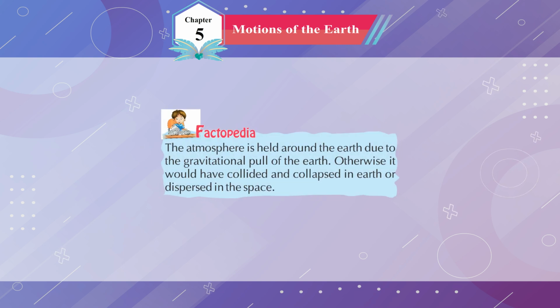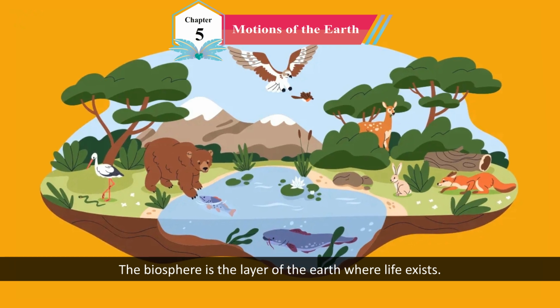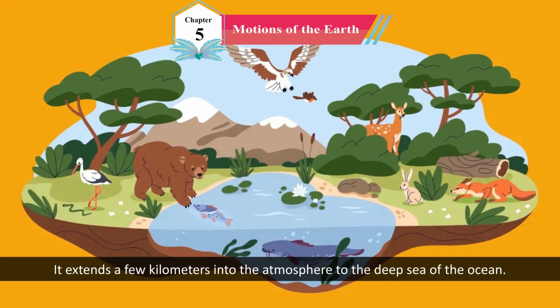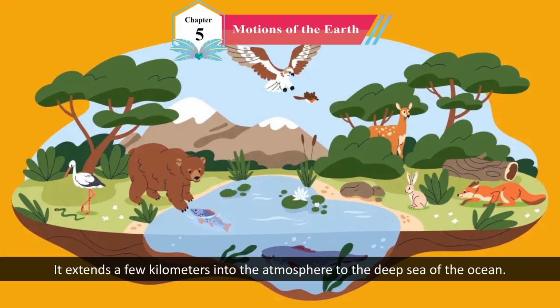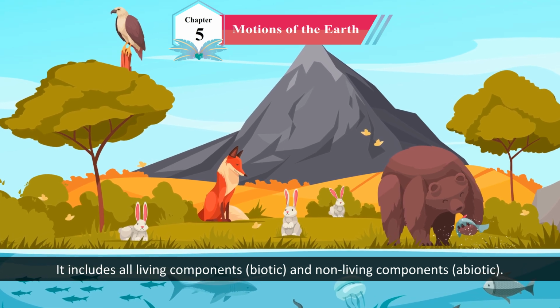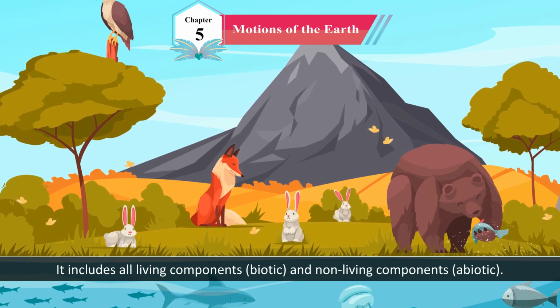Factopedia. The atmosphere is held around the earth due to the gravitational pull of the earth. Otherwise, it would have collided and collapsed into earth or dispersed into space. Biosphere. The biosphere is the layer of the earth where life exists. It extends a few kilometers into the atmosphere to the deep sea of the ocean. It includes all living components, biotic, and non-living components, abiotic.